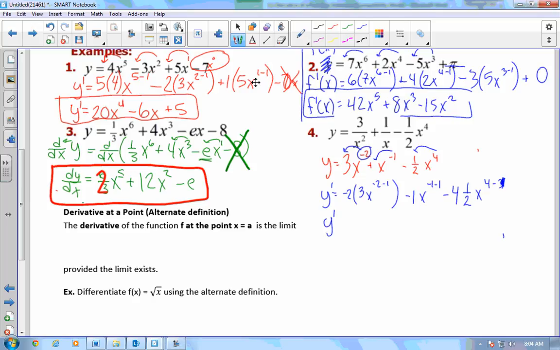So y prime equals -6 over x to the what power? Third. Since I know this is negative, I'm just going to put it in the denominator right now, and that would be positive. Minus 1 over x to the second power, because this would have been -2, and so to make it positive, you bring it down to the denominator. And -4 divided by 2 is -2, this guy's positive, x to the third power.